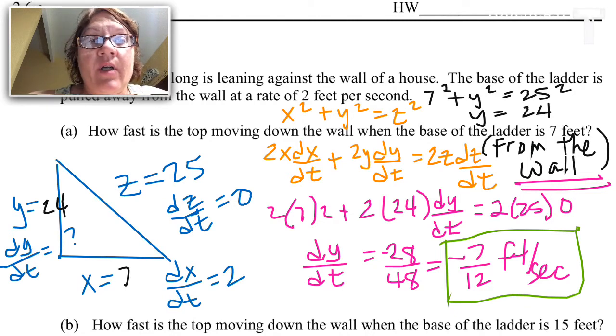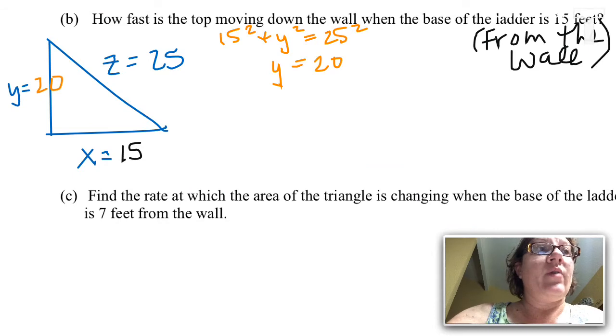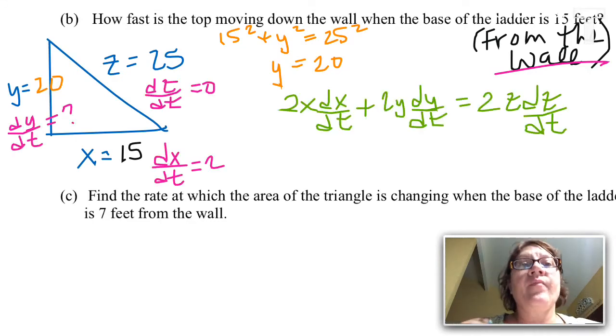See if you can set that one up before you peek, and then we'll see if you get the correct answer. So again, I added this little piece over here about being 15 feet from the wall, and I'll solve for y using the Pythagorean theorem. And now I've got to put all my rates in from the stem of the problem, which was up above. So I still have the same change in the move away from the wall for the base of the ladder. Still looking for how fast it's moving down the wall.